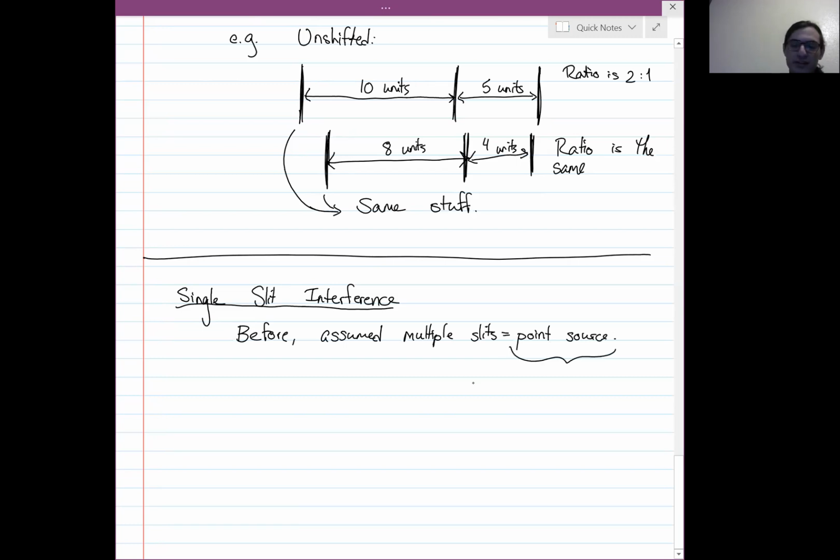But in practice, this isn't possible, because in order to behave like a point source, the width of the slit has to be infinitesimally thin. And that would mean that it just doesn't let any light through at all, right? And so if you want to have any light come through a slit, period, you have to have some sort of width, meaning that it wouldn't behave like a point source because it's not infinitesimally thin.